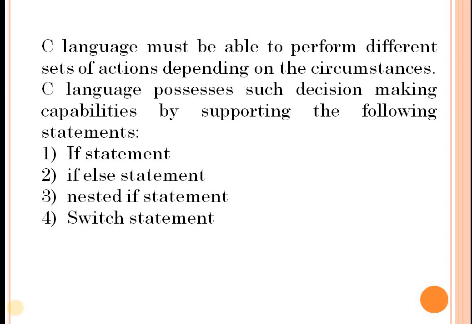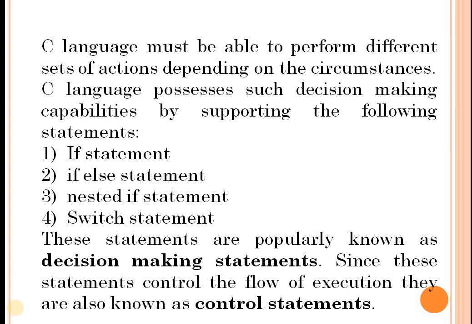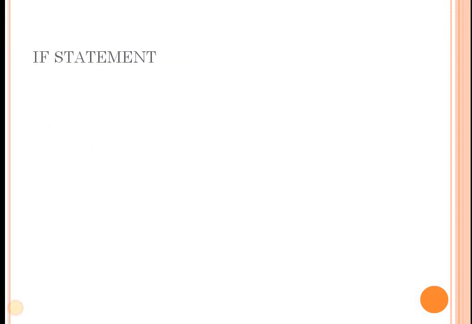Till now we have seen all sequential programs, that is, all the statements are executed in a sequence. There may be some programs in which we require to execute one group of statements in some condition and another group of statements in some other condition. For that we are going to require these control statements. These statements are popularly known as decision-making statements because depending upon the decision, the flow of execution will change. Since these statements control the flow of execution, they are also known as control statements.